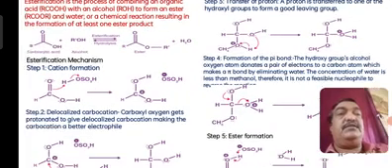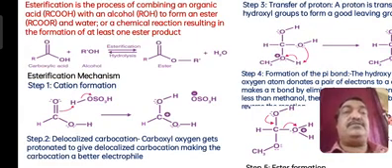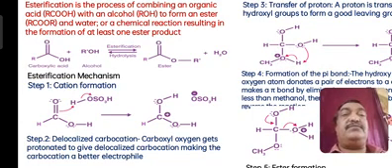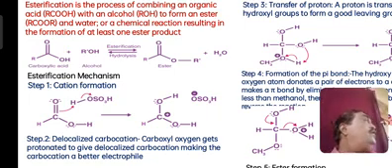As you have noticed, RCOOH plus R'OH alcohol gives RCOOR' ester. This is an esterification reaction, carried out in the presence of a few drops of concentrated sulfuric acid. The mechanism involves, in the first step, formation of a cation. How will the cation form? RC double bond OH, with OH, is an organic acid.